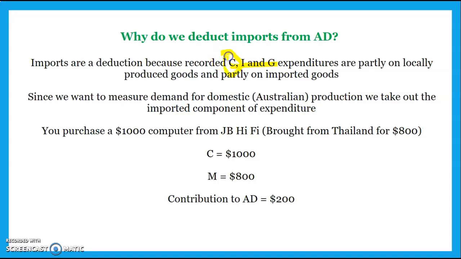So imports are a deduction because the other components already include imported parts. Not only does consumption include imports, but if we were to buy stuff from overseas for businesses, say Qantas bought some planes from overseas, that gets included in investment, but has to be taken out because it's not spending on Australian-made goods and services. So if you buy a $1,000 computer from JB Hi-Fi, $1,000 is in consumption, $800 gets deducted because it's an import, and it contributes $200 to our aggregate demand.